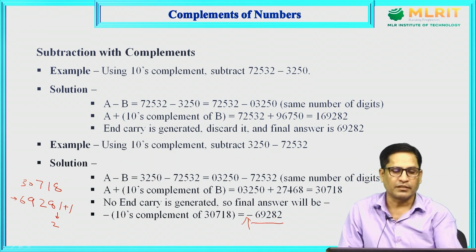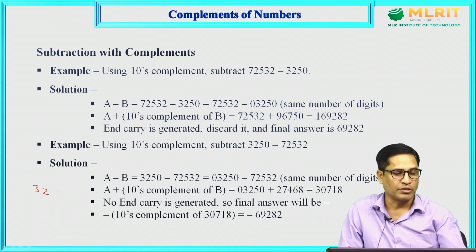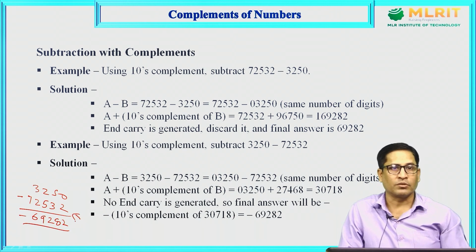And you can verify the same using the borrow concept also. That means 3250 minus 72532, and you will get the answer 69282 by the simple borrow concept also.